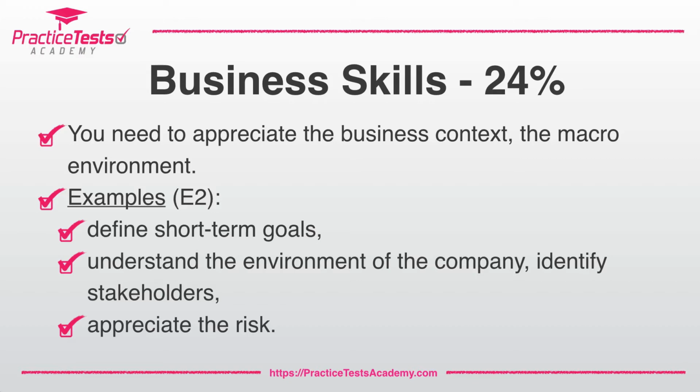So now a few concrete examples, mostly taken from the E2 level. As you could see in the previous technical skills, I didn't really mention a lot of E2 because, to be honest, my opinion is that E2 is mostly tested via the business skills. So here you could define some short-term goals. You could be asked to interpret the environment of the company, to identify what the stakeholders are, what the impacts are, what their power is, what their interest is. And also you could be asked something about the risk.